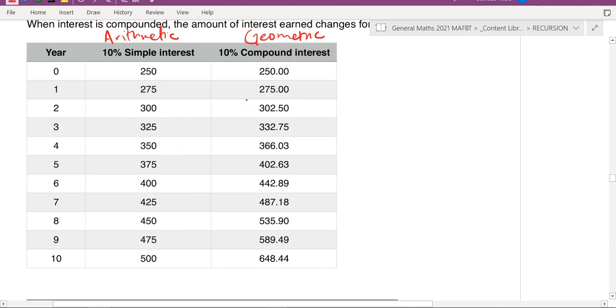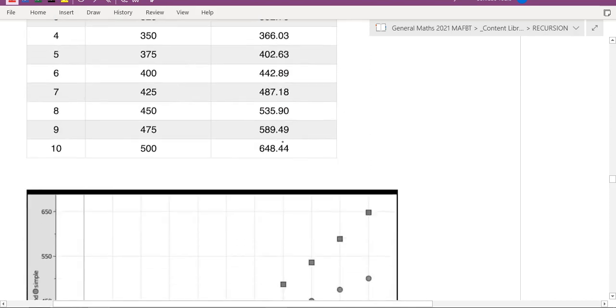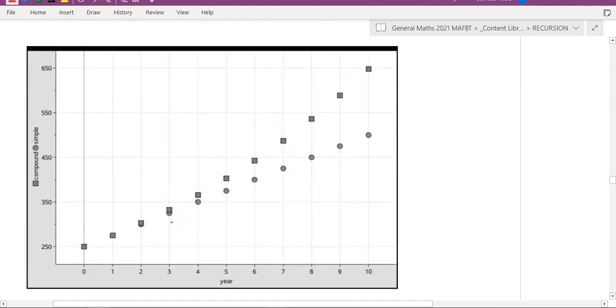Geometric is 10% of the previous amount. Yes, and arithmetic is a fixed amount, the same amount each time. So geometric is a percentage of each amount. You can see the difference there. The squares are your geometric, so it curves up, whereas the circles are your arithmetic, so it's just going in a straight line.